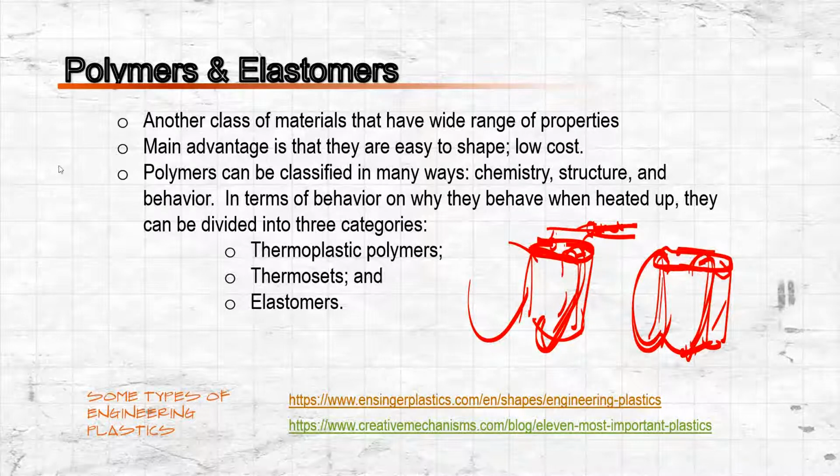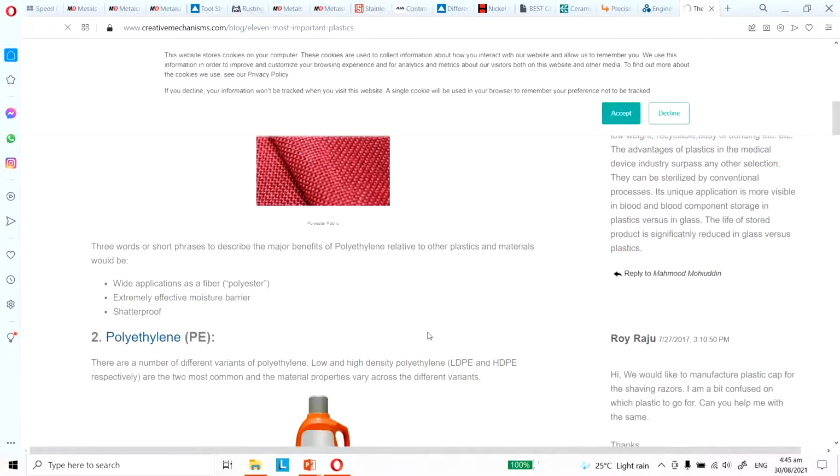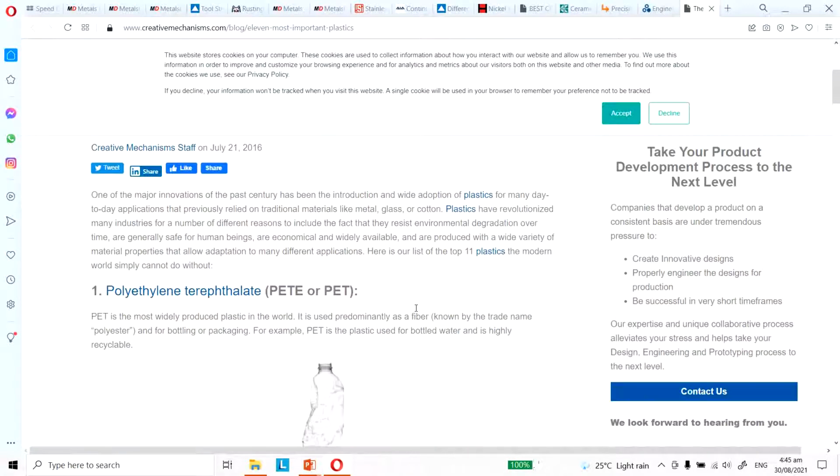Moving on, polymers can be classified in many ways: in terms of chemistry, structure, or behavior. In terms of behavior when heated up, they can be divided into three categories. The first one is thermoplastics, another one is thermosets, and the third one is elastomers. By the way, let's check this link right here. Okay, so we have examples of the plastics.